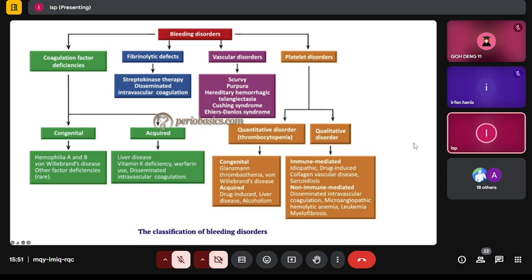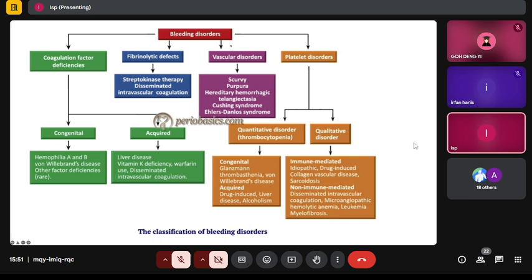So the platelet can be low in count, or it can be a problem or disorder with the quality itself. The platelet can be non-functional or activated by the immune system, causing DIC. When this sets in, the platelet does not function normally.